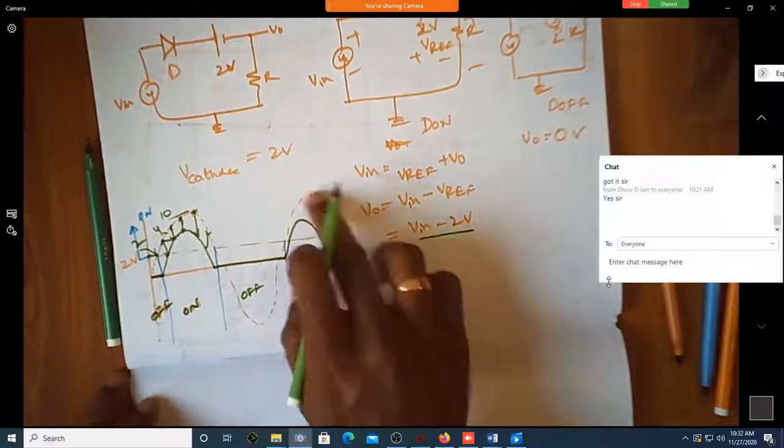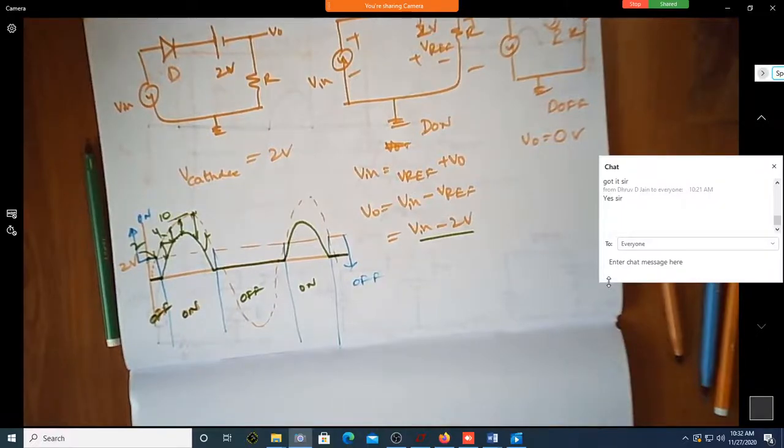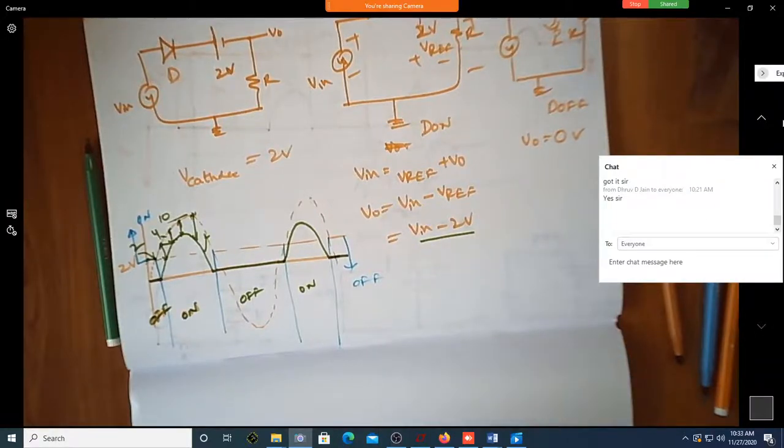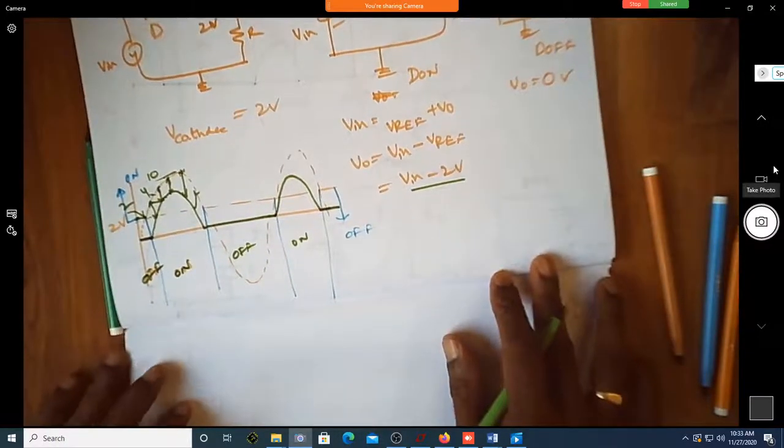Of course, not exactly to the scale. This is how we'll get it. Correct? 2 volt down. 2 volt down whenever the diode is on. 2 volt down compared to the input voltage. Done? Is that fine?